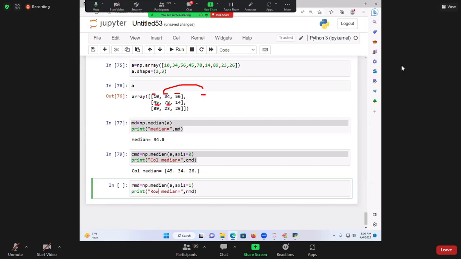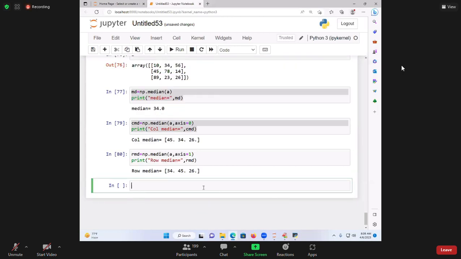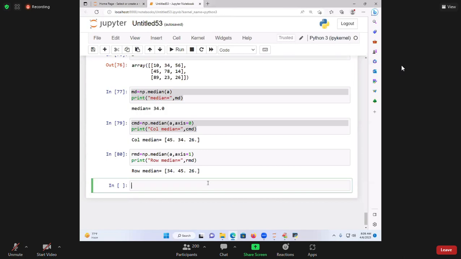45, 78, 14. 45 will come out. This is 34. Next 23, 26, 89. 26 will come out. I hope you are understanding. So here I am going to write it. That is the data we got: 34, 45, 26. Got it? This is called the row median.